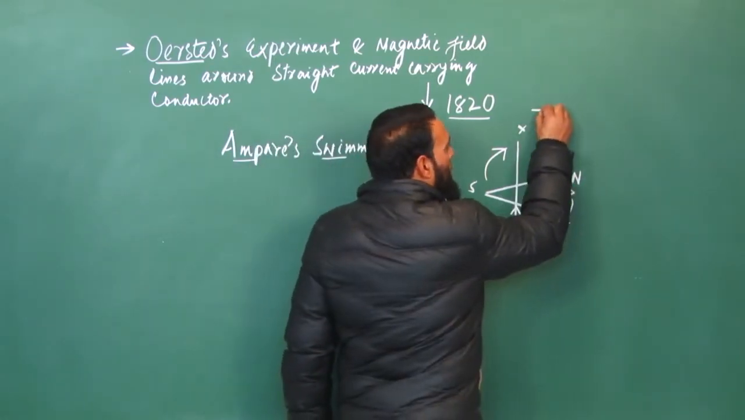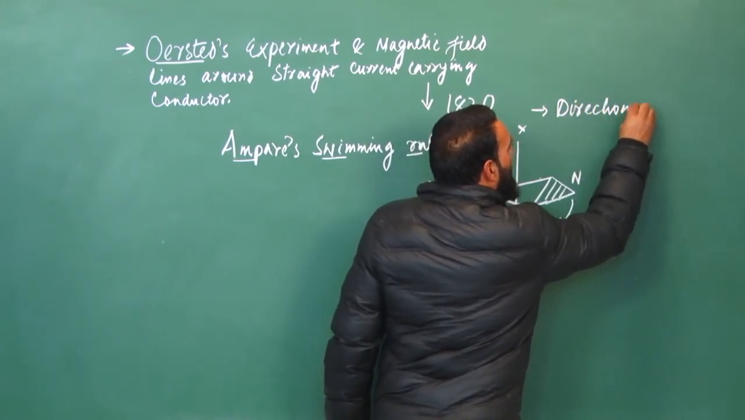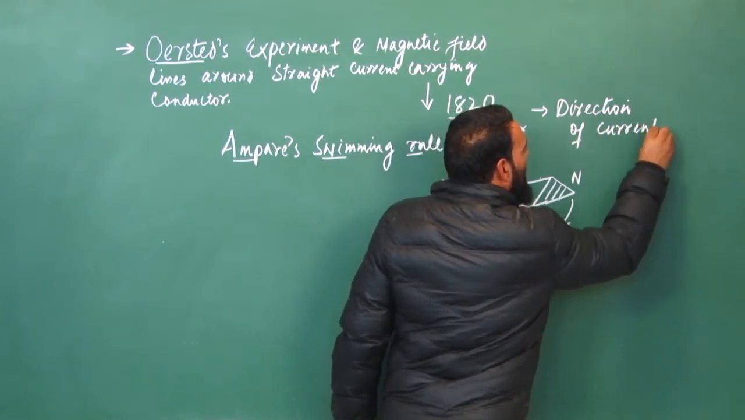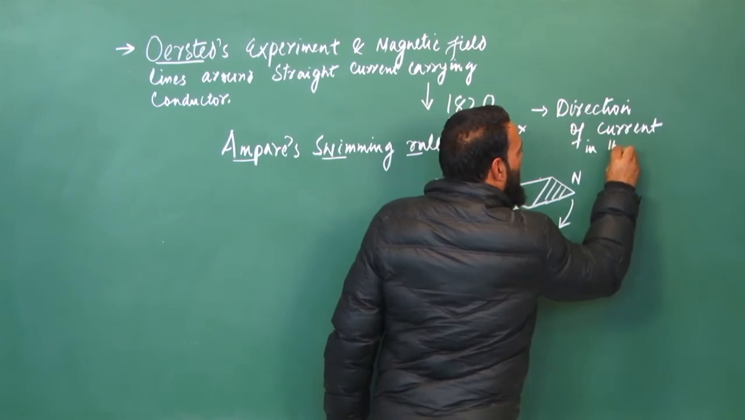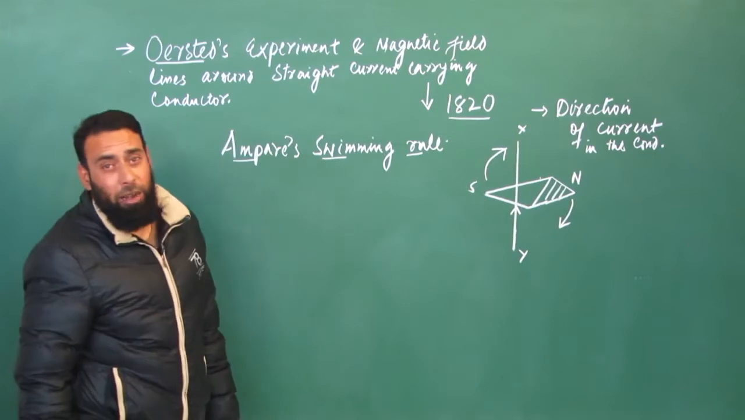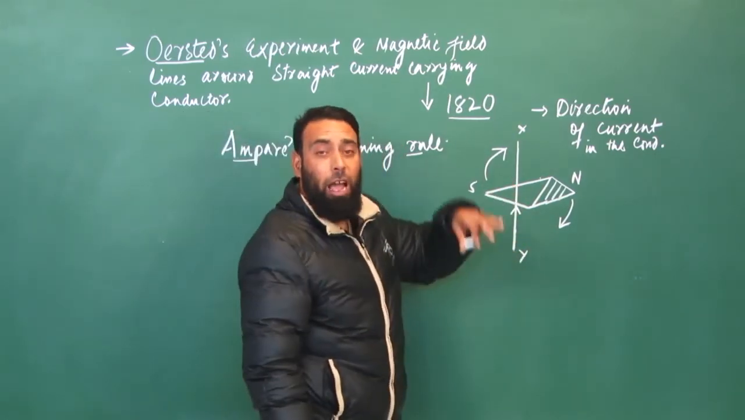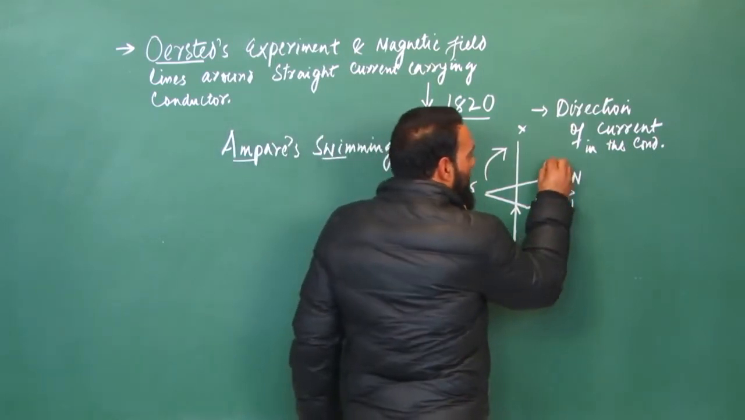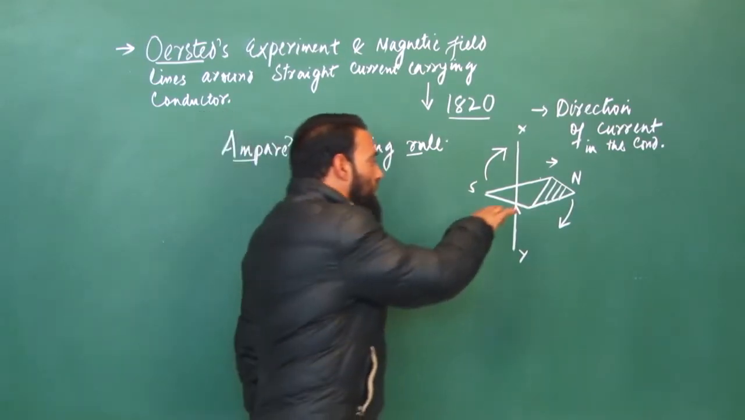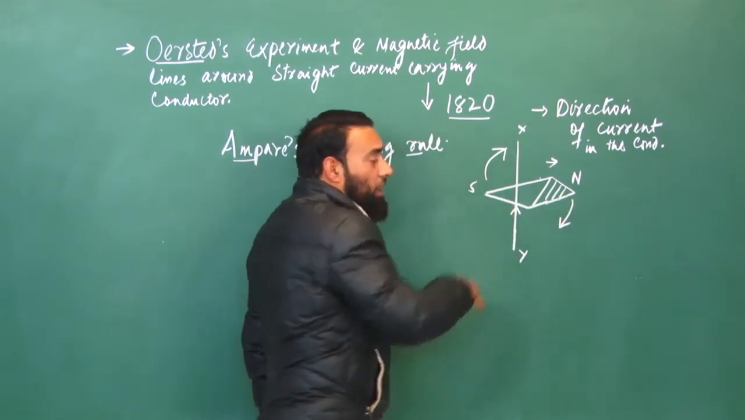Number one, it depends upon the direction of current in the conductor, and also it depends upon whether the needle is placed above or below the conductor. The second factor is whether this needle is below the conductor or if this needle is above the conductor.